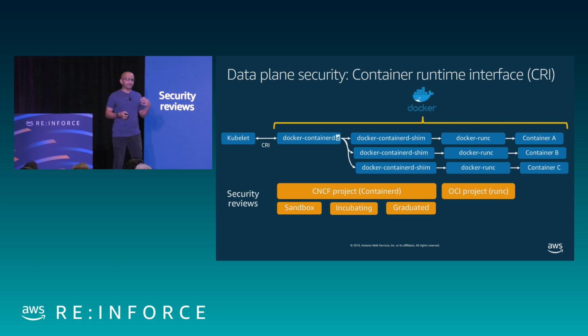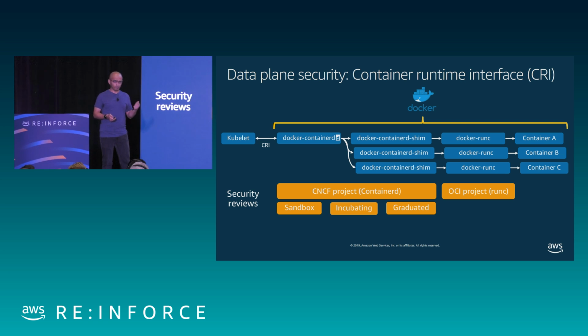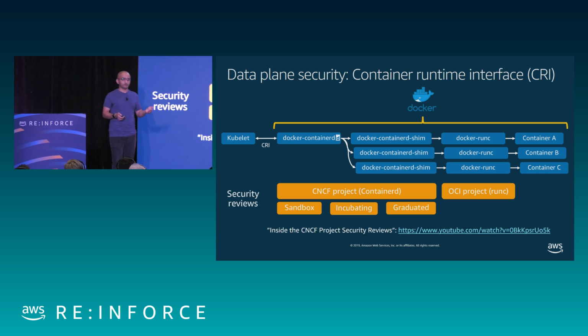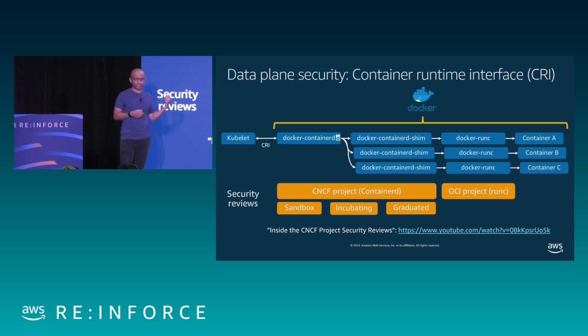So for containerd, it's a graduated CNCF, or Cloud Native Computing Foundation, project, and it goes through a security review, and the report is published on the GitHub repository. For runc, interestingly, it's an Open Container Initiative project, and it has a different management platform. What I would recommend is you take a look at this recent talk given at KubeCon, the Kubernetes conference in Barcelona, which deep dives into the security reviews.